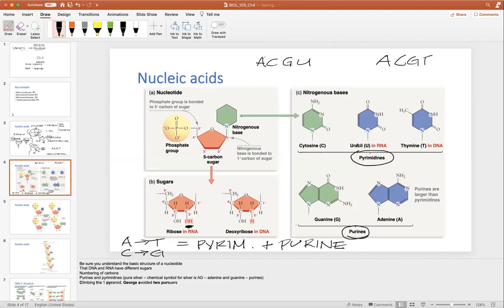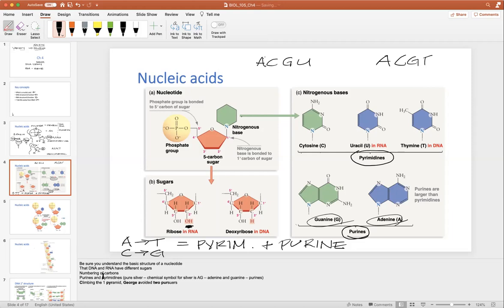Now, how are you going to remember which bases are pyrimidines and which bases are purines? Well, I have a couple of mnemonic devices that will help you remember which one is which, okay? I remember it using this one down here in your notes. I say pure silver, okay? Pure for purine, silver, well, I know that the chemical symbol for silver is Ag, and Ag are the initials for adenine and guanine.